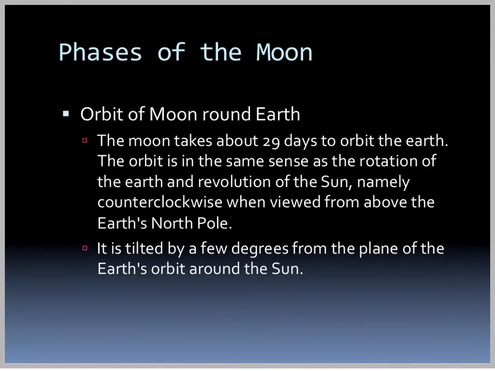So first, the moon takes about 29 days to orbit the Earth. The orbit is in the same sense as the rotation of the Earth and revolution of the Sun, namely it's counterclockwise when viewed from above the Earth's north pole. Its orbit around the Earth is tilted a few degrees from the plane of the Earth's orbit around the Sun. And that's going to be important when we try to understand eclipses.